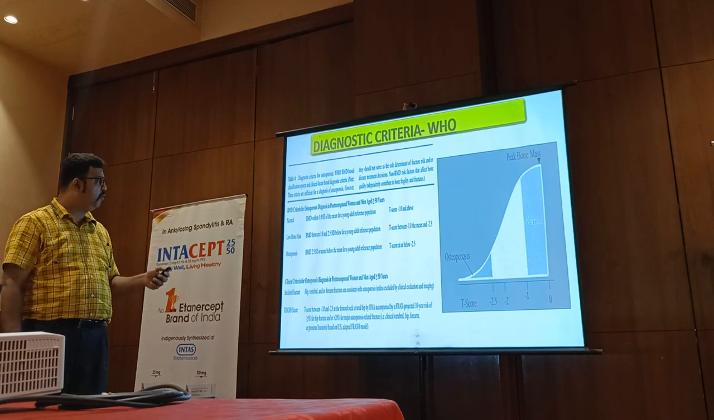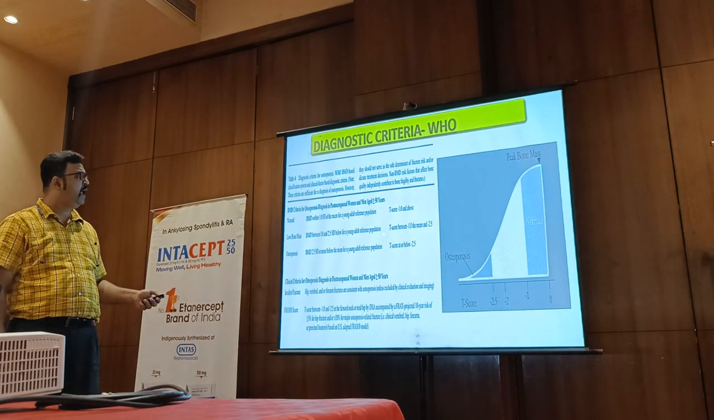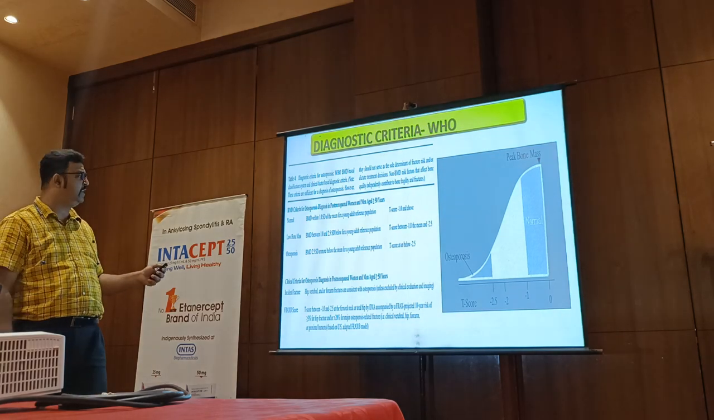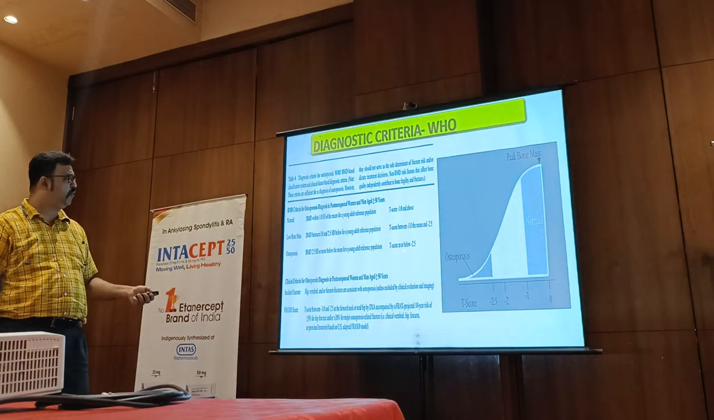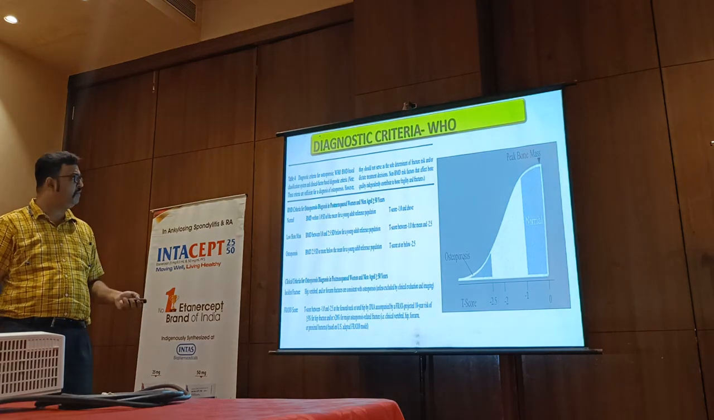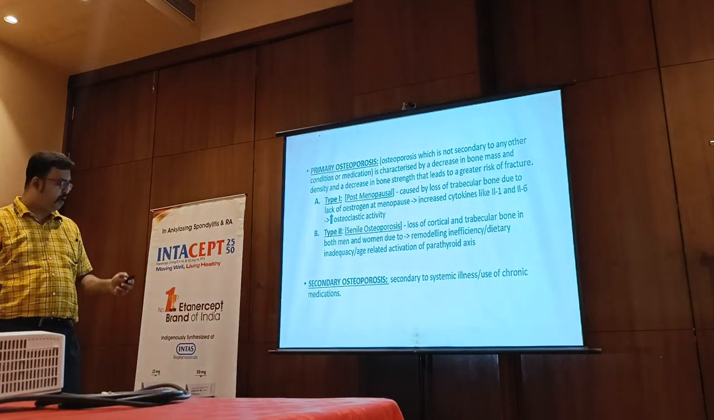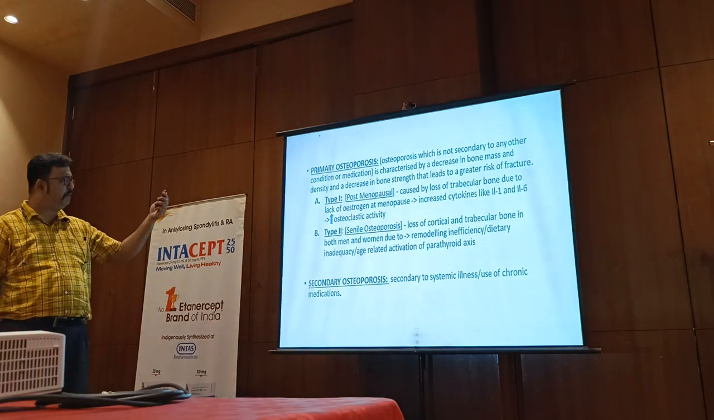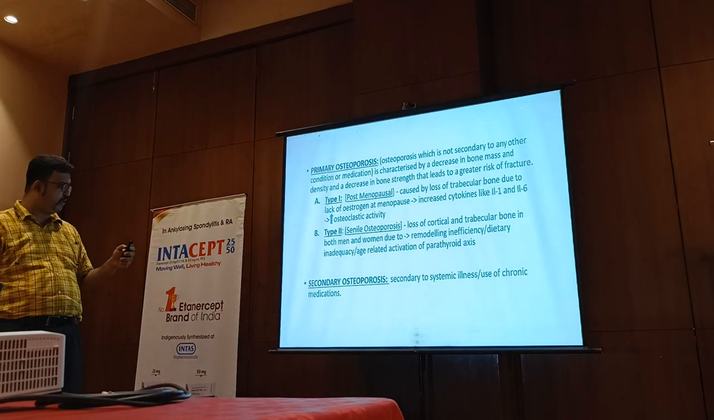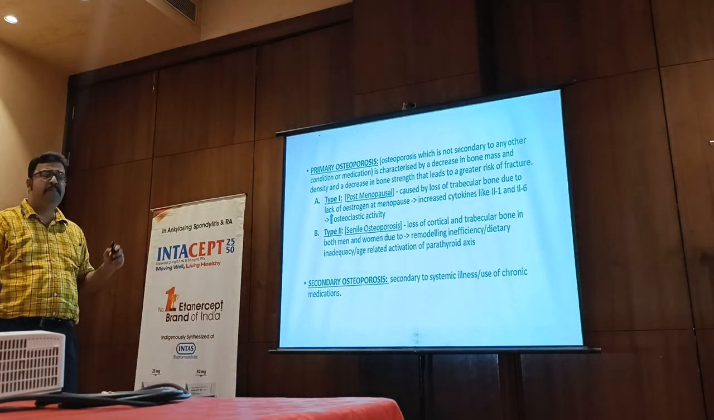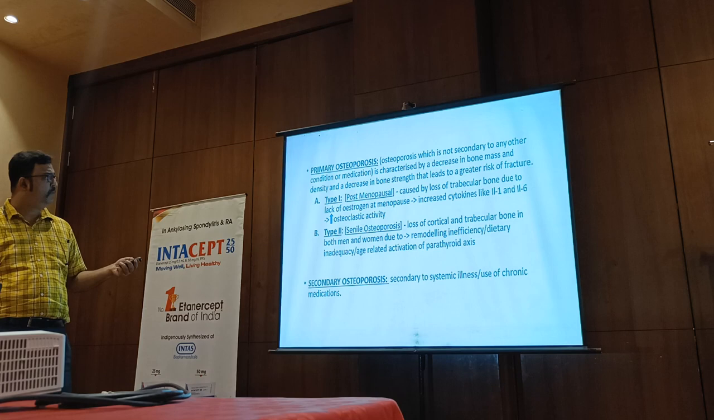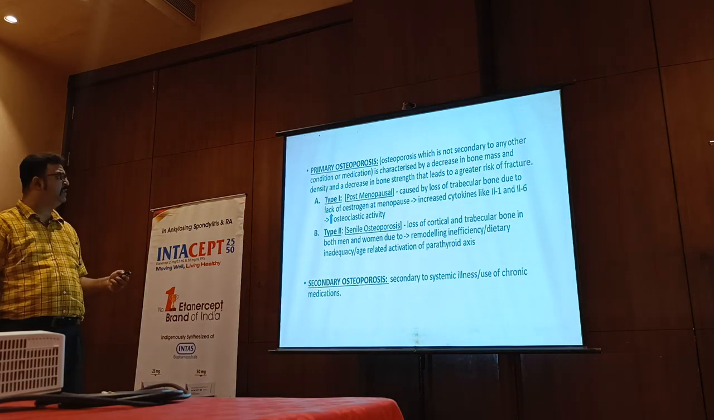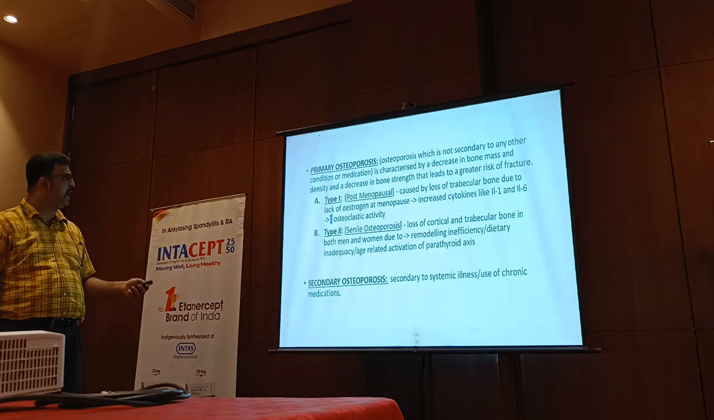We usually do a DEXA scan to measure the T score, and if the T score is between minus 1 and minus 2.5, we tell it is osteopenia, and osteoporosis is less than minus 2.5. Now we have discussed primary osteoporosis and secondary osteoporosis in our previous slide. Primary osteoporosis is mostly type 1 and type 2. Primary means where the cause is not known. Mostly it happens in menopausal women. At the same time it happens with senile osteoporosis.